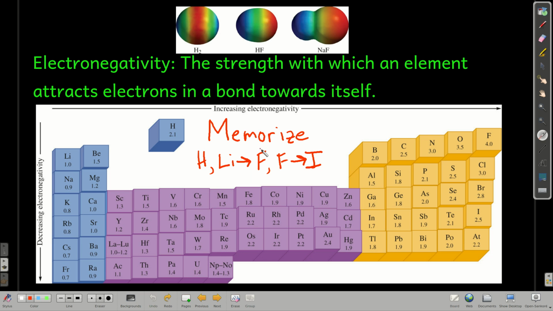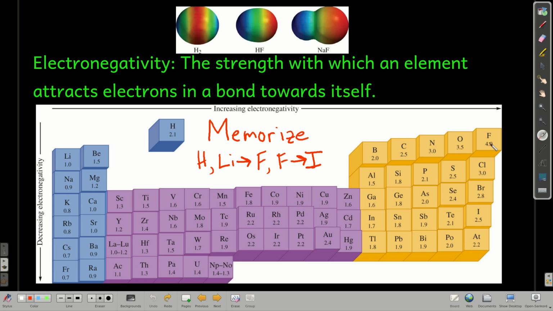Also memorize the actual electronegativity of these elements. Hydrogen, 2.1. Lithium through fluorine: lithium, beryllium, boron, carbon, nitrogen, oxygen, fluorine. That's a real easy pattern, because if you start at 1 with lithium, it goes up by 0.5 every element until you reach fluorine, the most electronegative element in the periodic table, 4.0.